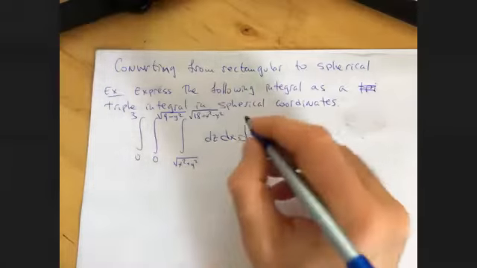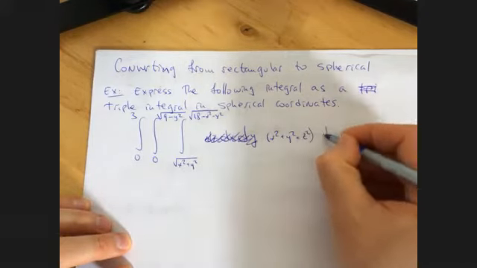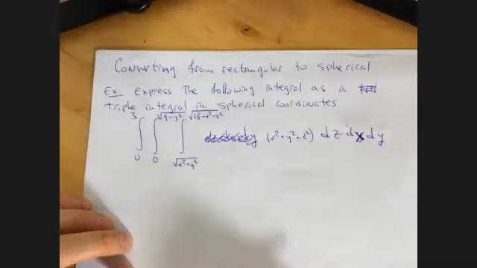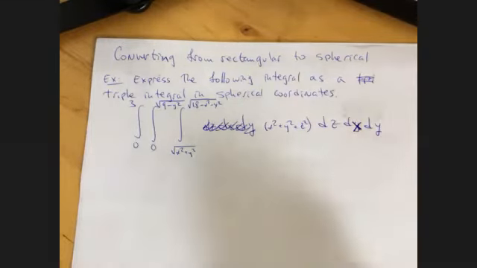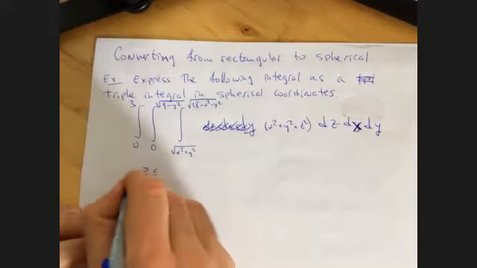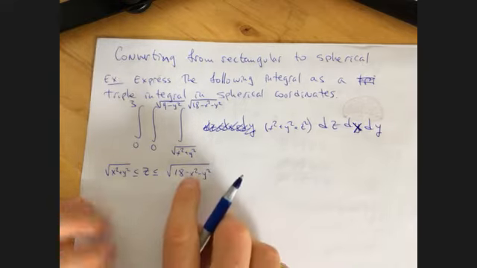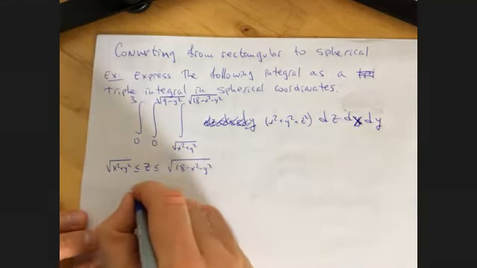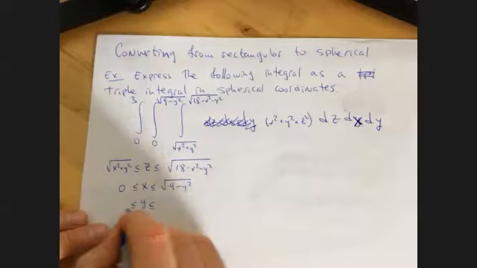Okay, but now be careful here. The integrand is x squared plus y squared plus z squared dz dx dy. So let's see how we're going to do this. z is between the cone, square root of x squared plus y squared, and below the sphere, square root of 18 minus x squared minus y squared. This will give you the bounds of rho and phi. But now be careful here: x is between 0 and square root of 9 minus y squared, and y is between 0 and 3.